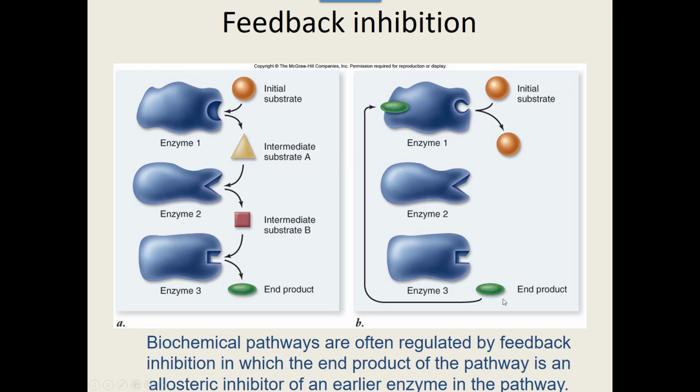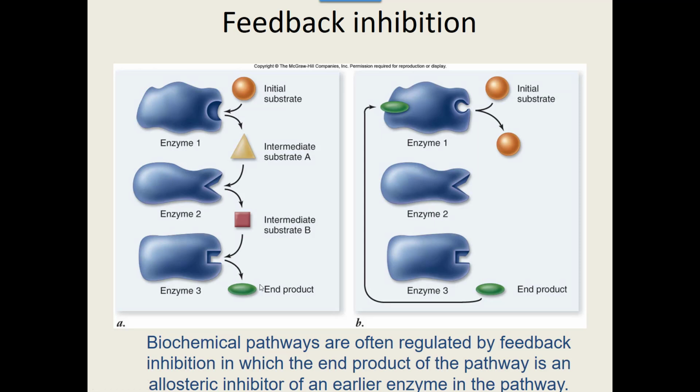In my little example, the initial substrate is an orange circle. This enzyme will take little orange circles and spit out little yellow triangles. That's the job of enzyme 1. Well, enzyme 2 is like, great, I love little yellow triangles. Let me take them and I will spit out little red squares. And then the next enzyme's like, awesome, I love little red squares. Let me take them and spit out these little green ovals. Whatever the microbe wants to make, its end goal was, I need to make more of these little green ovals.